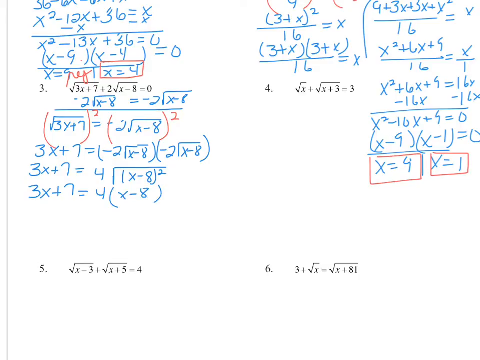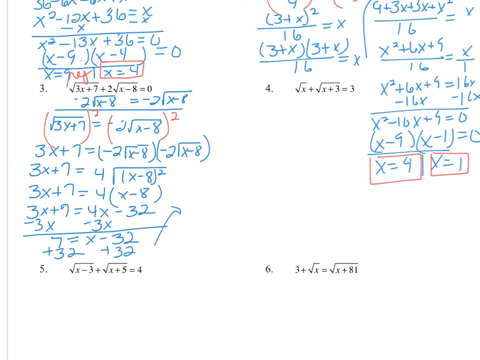I'm going to distribute through that 4 and get 4x minus 32. I'm going to subtract a 3x on both sides to get the x's on one side, and get 7 equals x minus 32. I'm going to add 32 to both sides and end up with 39 equals x.